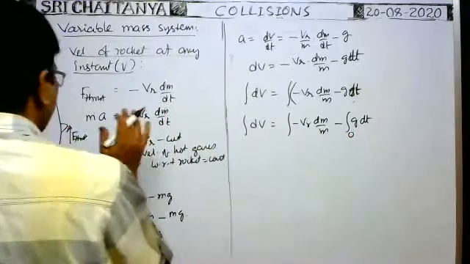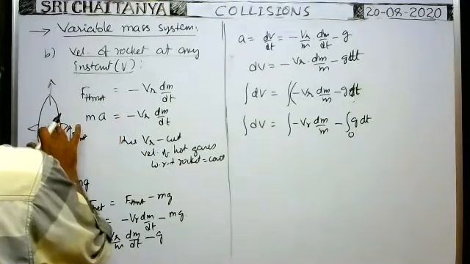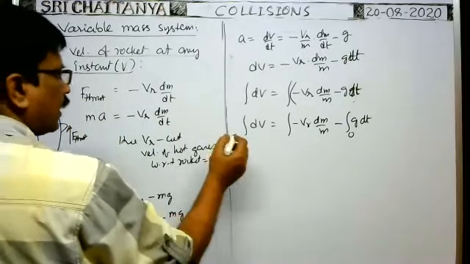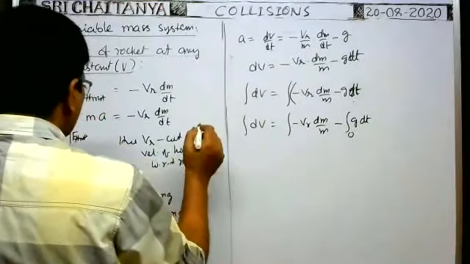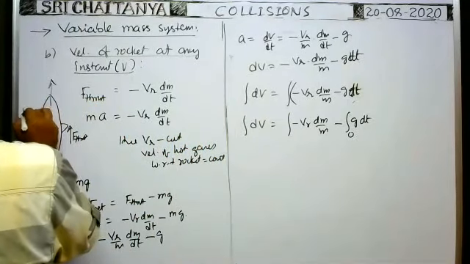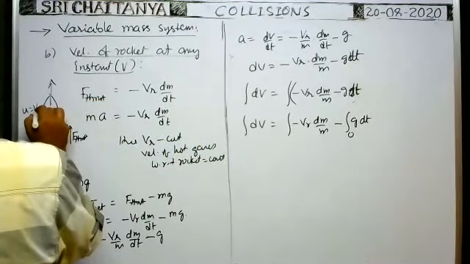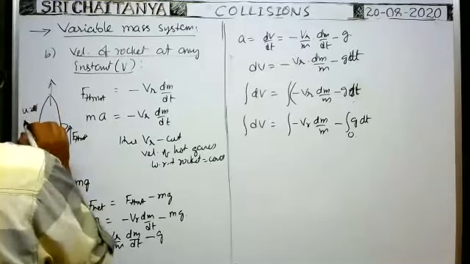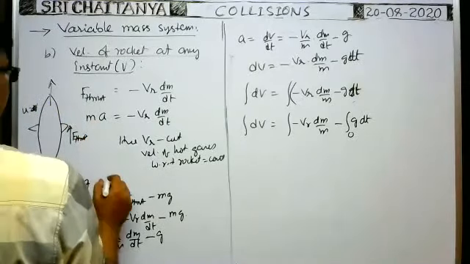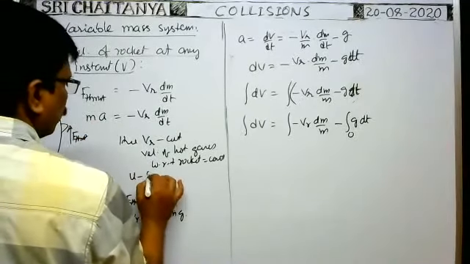Now substitute the limits at t equal to 0. If the initial velocity of the rocket is 0, that is, it starts from rest, then velocity is 0. Otherwise, at t equal to 0, the initial velocity of the rocket is u.